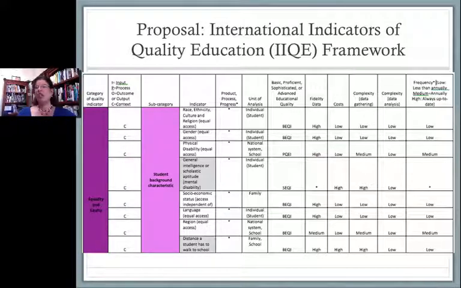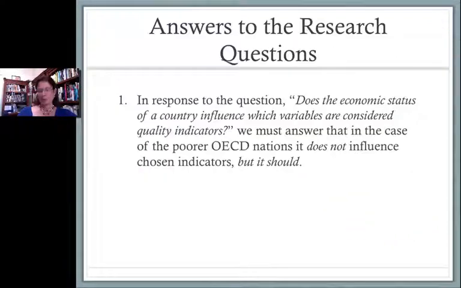These were general estimates based on information that was available at the time. So these are things that are definitely open for debate and for betterment in this particular tool. So, the answers to the research questions. In response to the first question, does economic status of a country influence which variables are considered as quality indicators? We have to answer that it does not influence it.